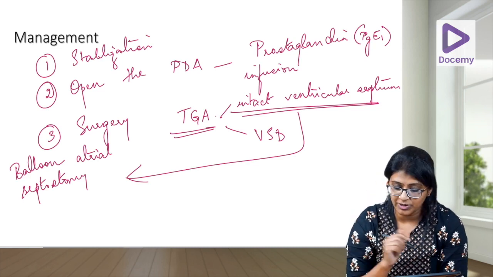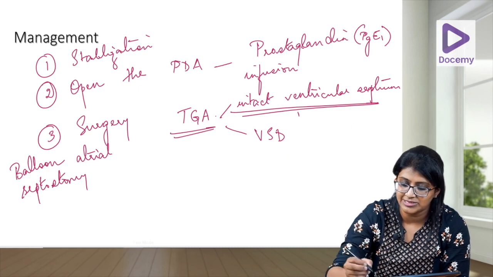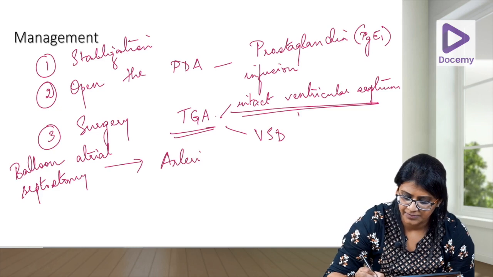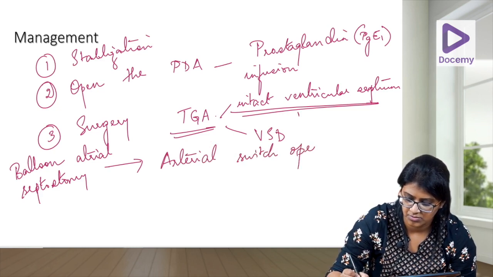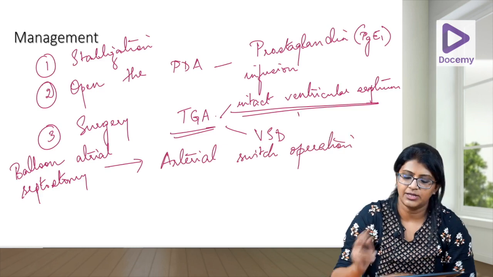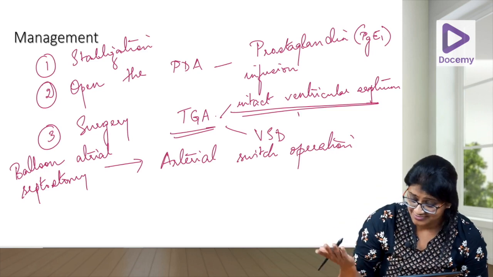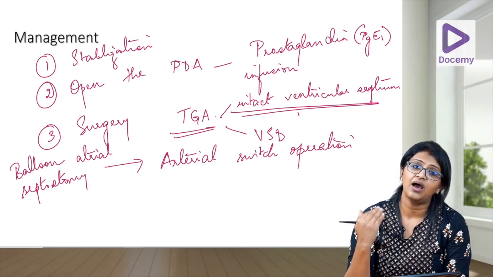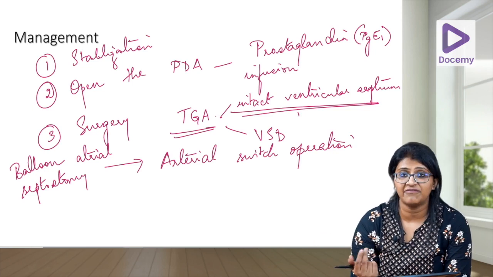But once you do a balloon atrial septostomy, it's very important that you then take up the child for actual definitive surgery, and that's called an arterial switch operation. Okay, so basically you switch the two arteries. It sounds so simple, isn't it? Totally not. As expected, it's a cardiac surgery, so obviously it's not going to be simple, but you're going to do an arterial switch operation. Similarly, you have similar surgeries for almost everything.